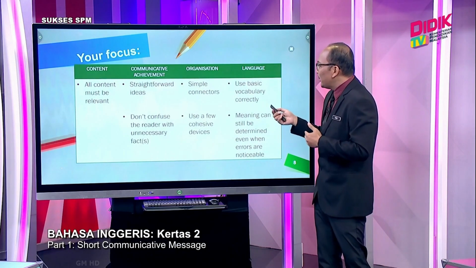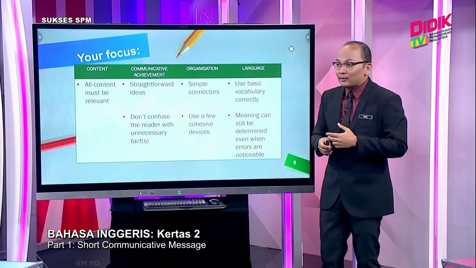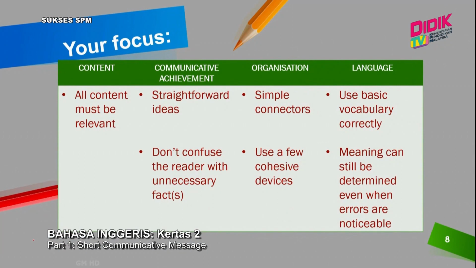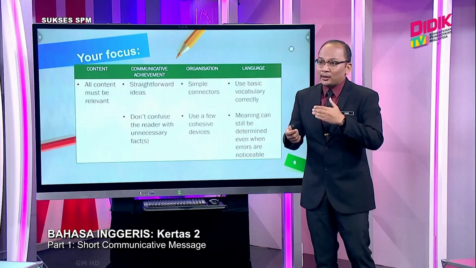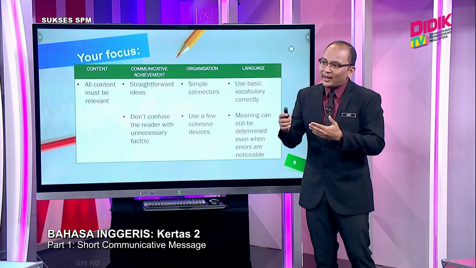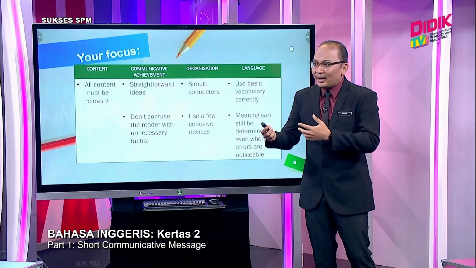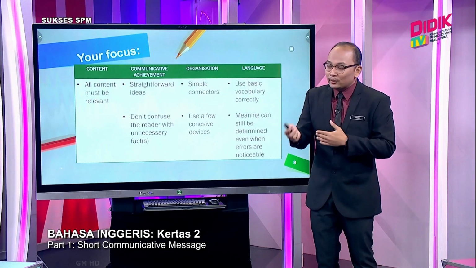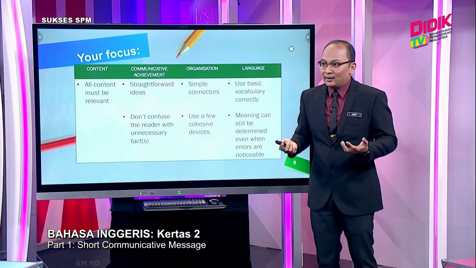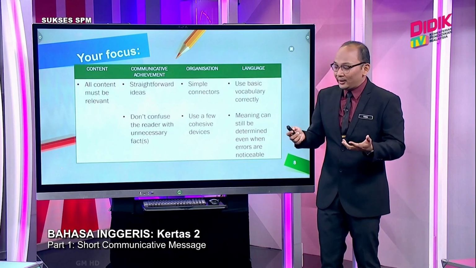And also for language, use basic vocabulary correctly, and the meaning can still be determined even when errors are noticeable. So, for part 1, errors can still be there, but you can still get a good score. Please don't be terrified. If you make some errors and they are not corrected once you finish, don't be worried about that so much. It's normal for us to make mistakes. We are not perfect writers because we are still learning the language, right?